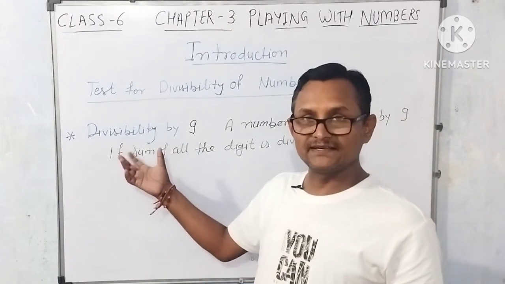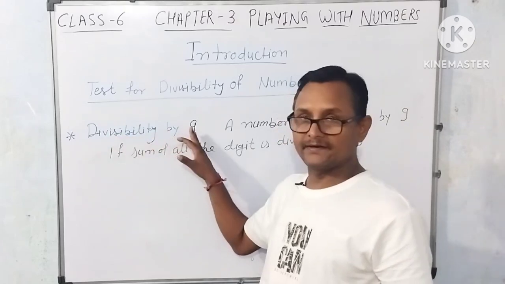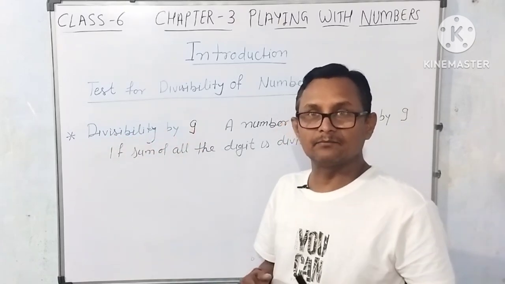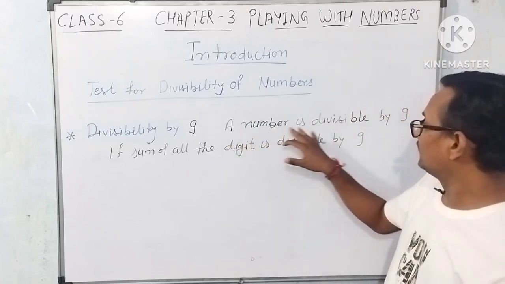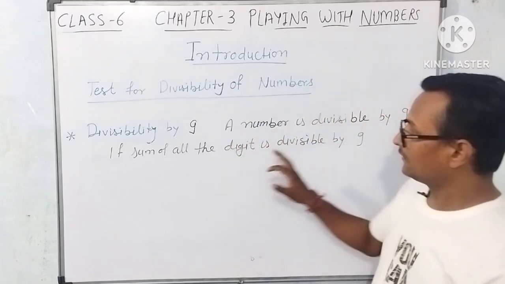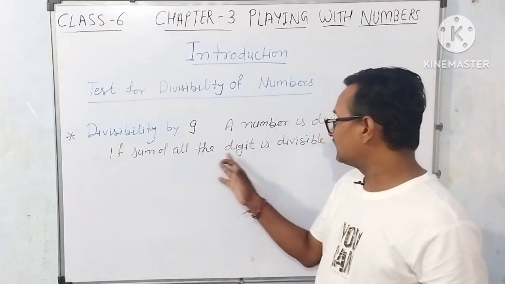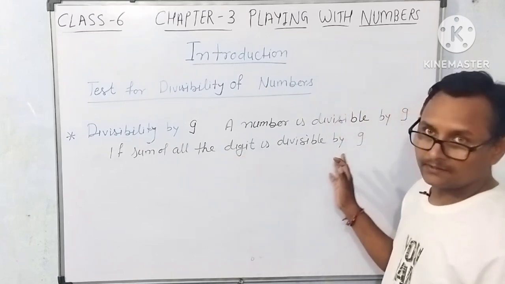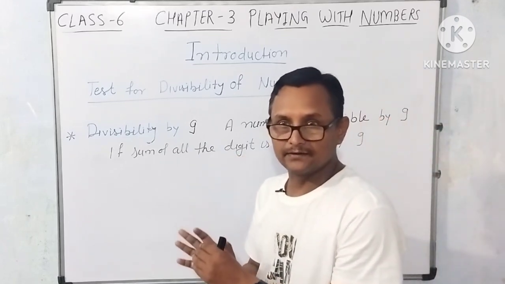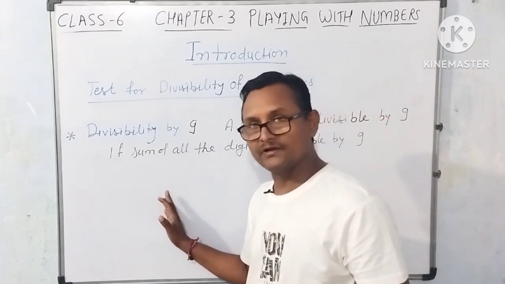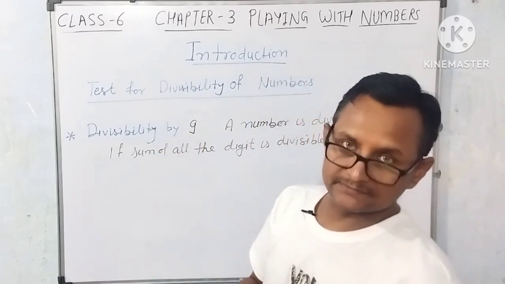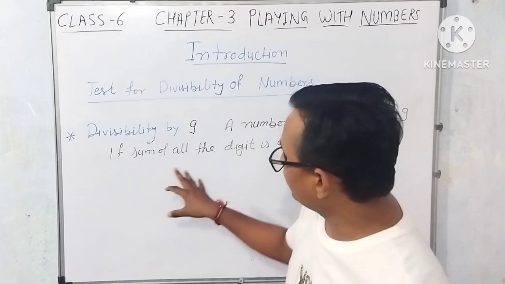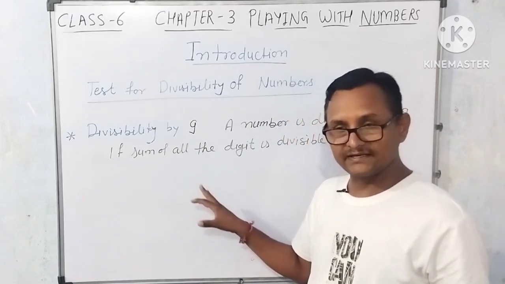Now the next rule is divisibility by 9. How can you identify that a number is divisible by 9? There is a rule: a number is divisible by 9 if the sum of all digits is divisible by 9. Earlier we studied this for 3. The same procedure we have to follow here. For divisibility by 3 we did the sum of all the digits. Here also we have to do the sum of all digits.